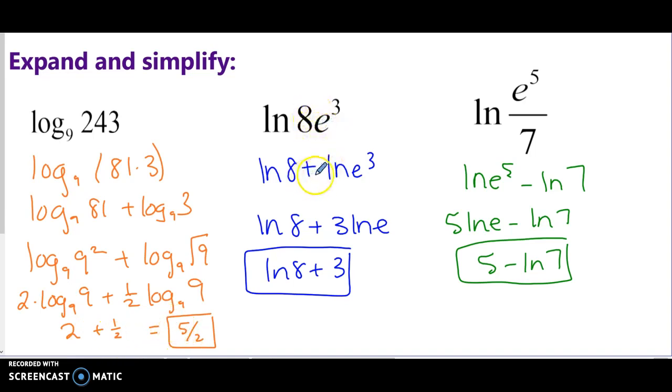Here I split this product up as a sum, but I know that the natural log of e is just 1, so I get natural log of 8 plus 3. Nothing else to simplify there. I could put this in my calculator, but then I'm going to have to round that value, so I want to keep it exact. So I'm going to leave natural log of 8 in my answer. If it did say to round to 3 decimal places, then sure, I'll plug it in. Last one here, that's a 5, by the way. I split this up as a difference. I know natural log of e is 1, so I get 5 minus natural log of 7.